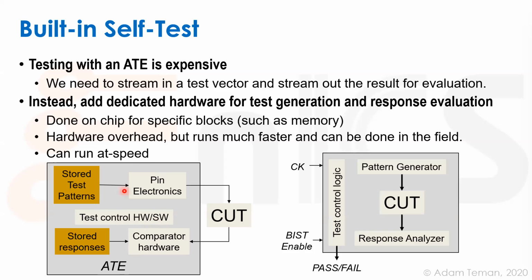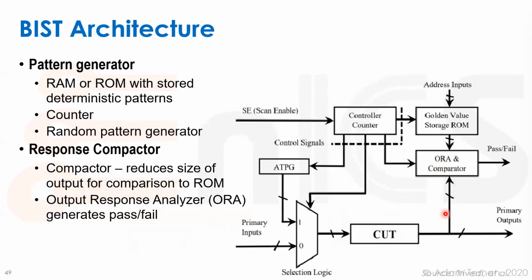So instead, what we can do is add dedicated hardware for test generation and response evaluation. It's actual hardware on the chip that does things for specific blocks. Memory is the biggest one that uses built-in self-test. It costs us because we have to put hardware in that does this, but it runs much faster. It can be done in the field. For example, in automotive, you need to run online BISTs all the time to see that nothing failed over time. Plus it can run at speed. So it's getting more and more popular, doing these different BISTs.